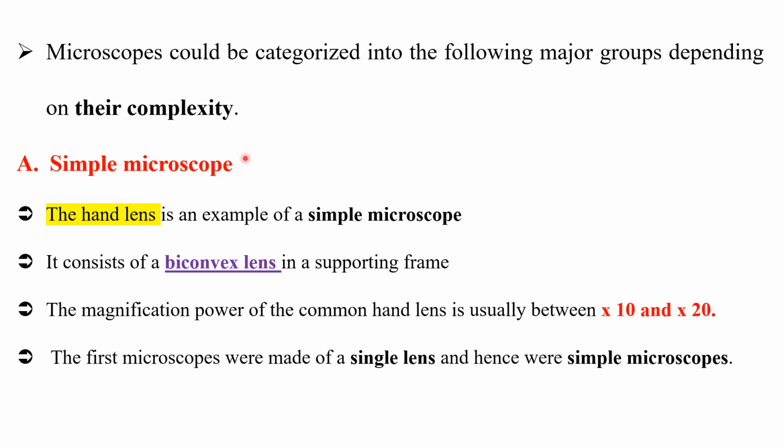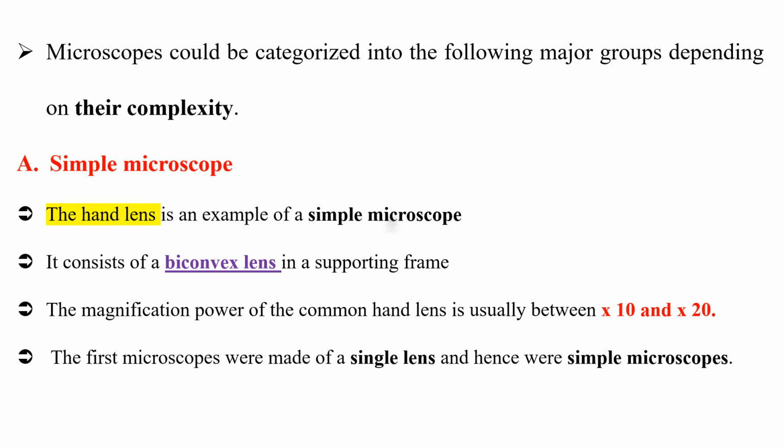This simple microscope is small. The magnification power of a common hand lens is usually 10 times up to 20 times. The first microscopes were made up of a single lens and hence were simple microscopes.